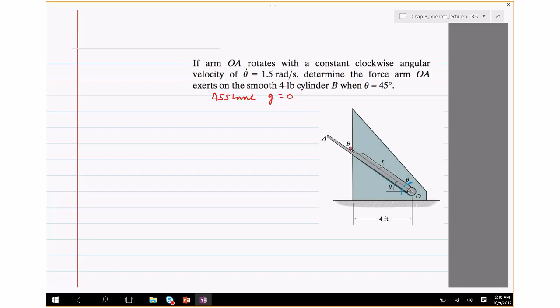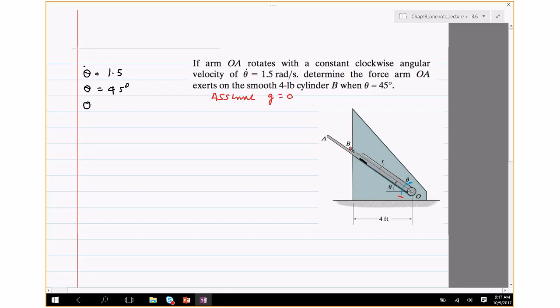Okay, so if the arm OA rotates with a constant clockwise angular speed of theta dot equals 1.5 radians per second, so theta dot is 1.5. Determine the force arm OA exerts on the smooth 4-pound cylinder B. So you define the force of interaction between the rod OA with B when theta is 45 degrees. So you're also given theta equals 45 degrees.